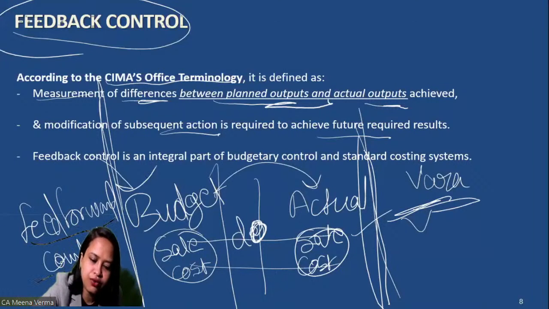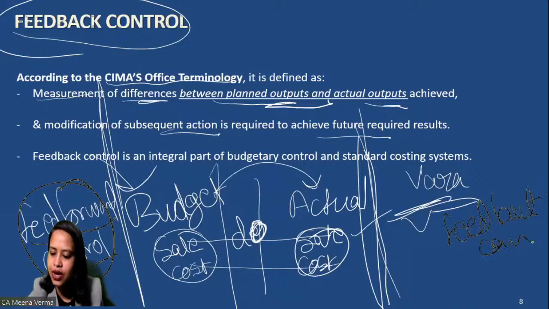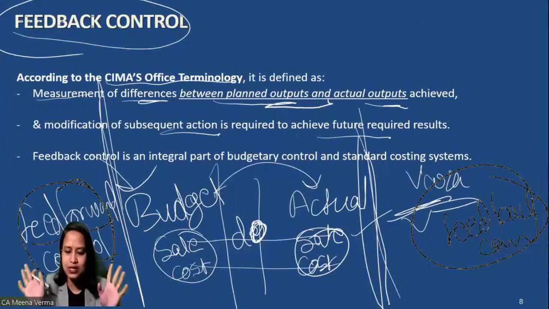We do feed forward control at this place before the processes actually take place. And we do the feedback control here, feedback control when the process has actually completed. So I hope you understand. Okay?